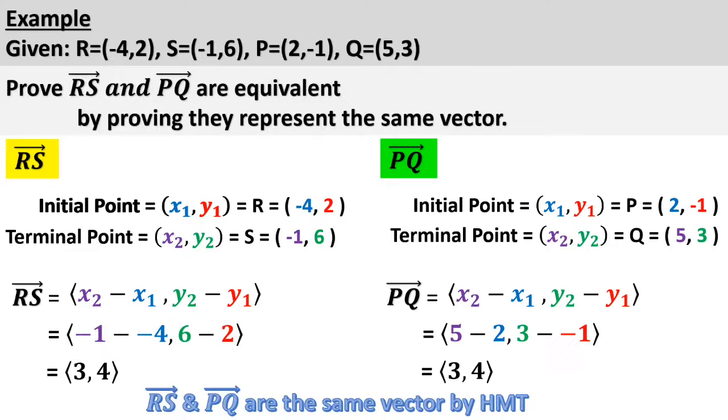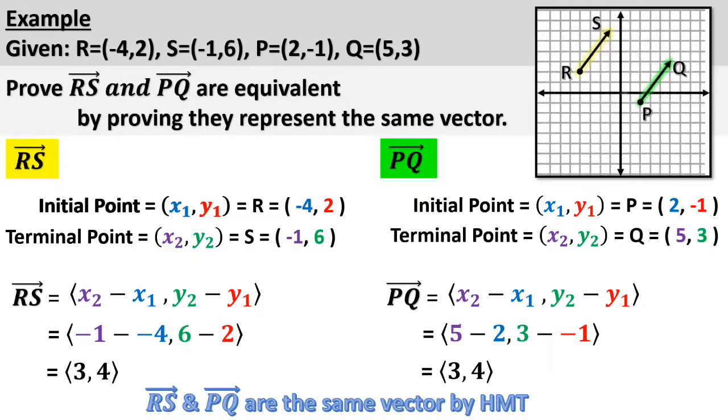Just for a visual, let's look at the graph of vector rs and vector pq. Notice both vectors go in the same direction and have the same magnitude, so they are the same vector.